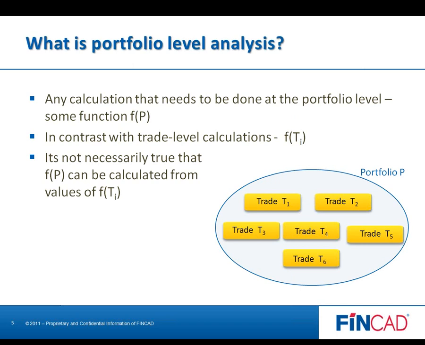This distinction is important when the aggregation is not trivial. For example, aggregating the value is easily accomplished by summing the value of the individual positions in the portfolio. To calculate the value of the portfolio, you simply need to iterate through the positions within the portfolio, value each one, and sum them. In other words, f(P) equals the sum of the individual f(t_i). But as you will see on the next slide, there are some aggregations that are not so simple, and it's not necessarily true that f(P) can easily be calculated from the individual values of f(t_i). It all depends on the function f.